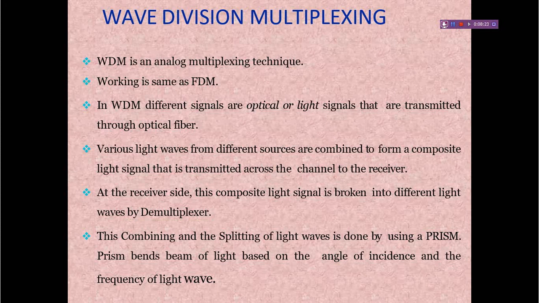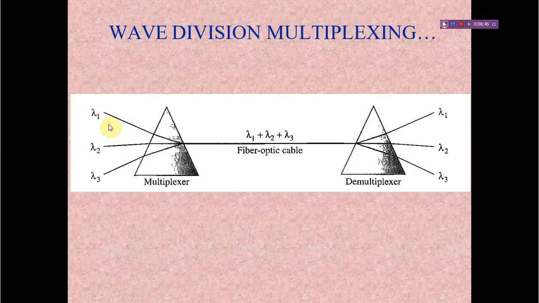At the receiver side, this composite light signal is broken into different light waves by the demultiplexer. This combining and splitting of light waves is done by a prism. Prism bends a beam of light based on the angle of incidence and the frequency of the light wave. So this is how wave division multiplexing works: different light signals are combined by using a multiplexer and then travel in a single channel. Then at the receiver side, a demultiplexer is used to separate the light signals.